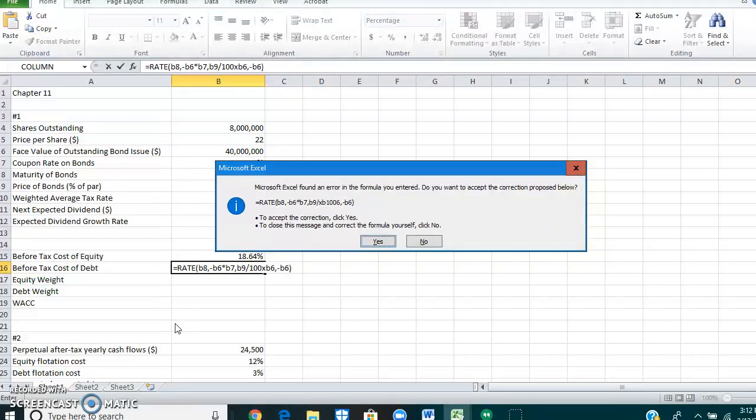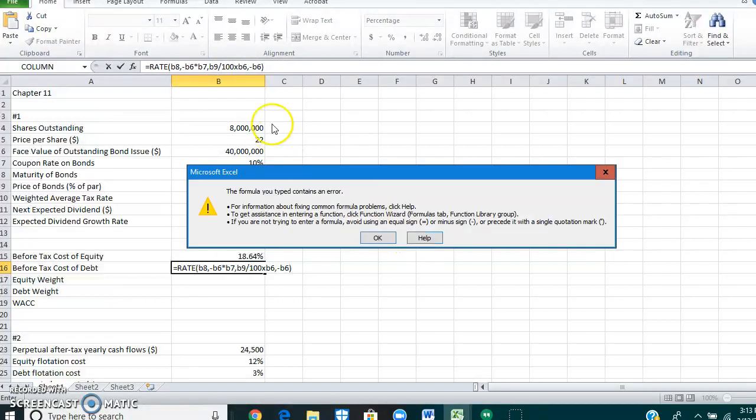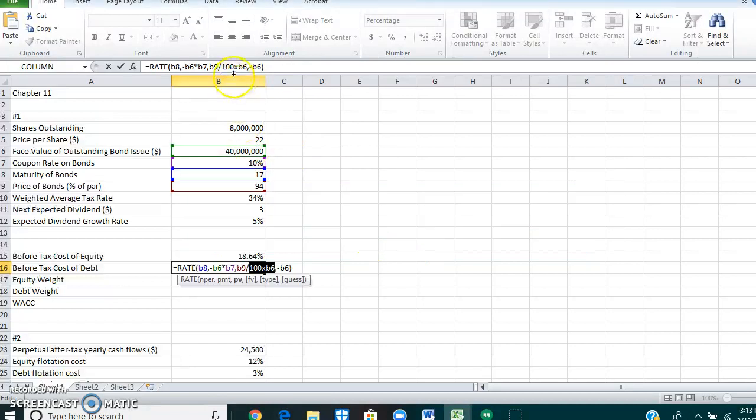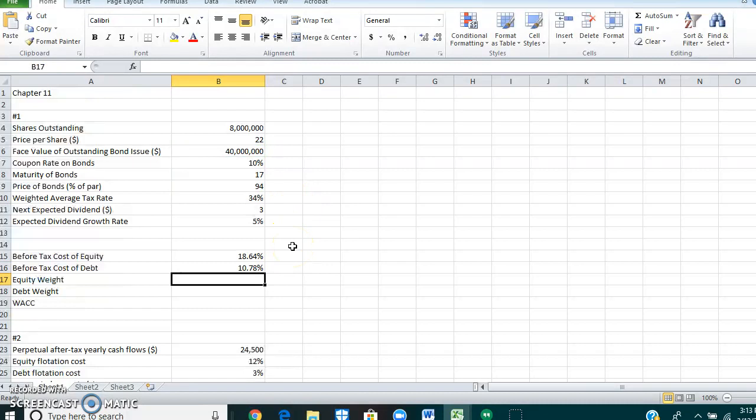And I made a mistake. Let's see what it is. Oh, I see what I did. I used an X for times instead of an asterisk. So now let's hit enter and see what happens. Okay, the before tax cost of debt is 10.78%.